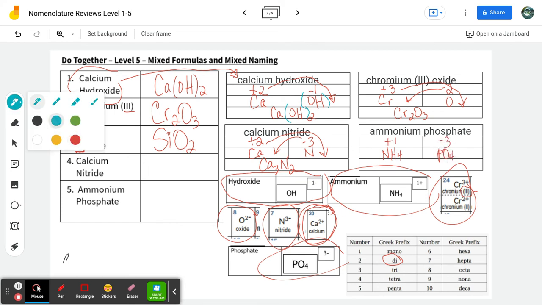And in this case, we are going to cross this 3 over to NH4, and you are going to put parentheses around NH4 before you add the 3.